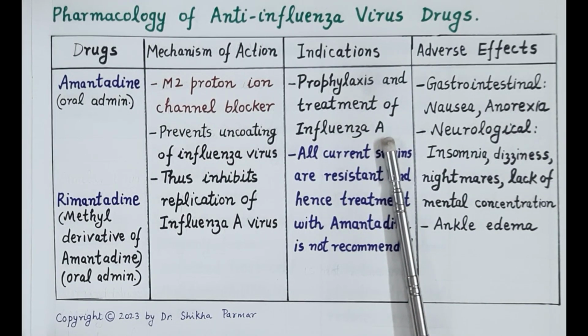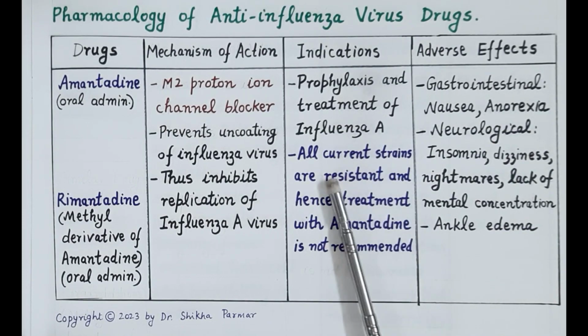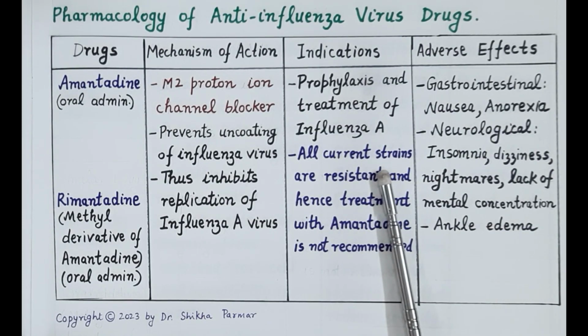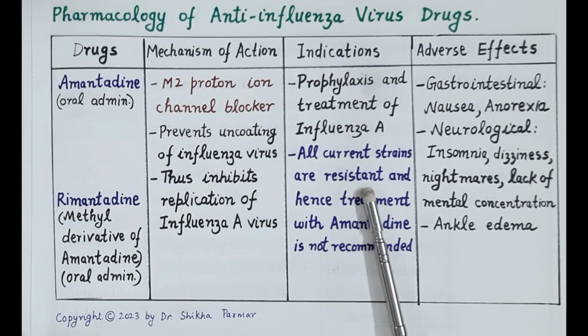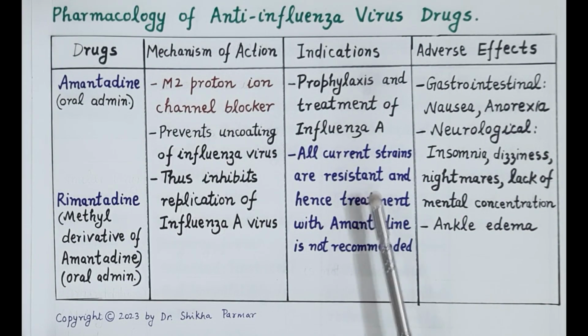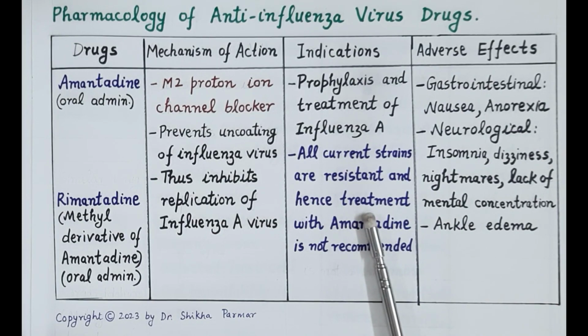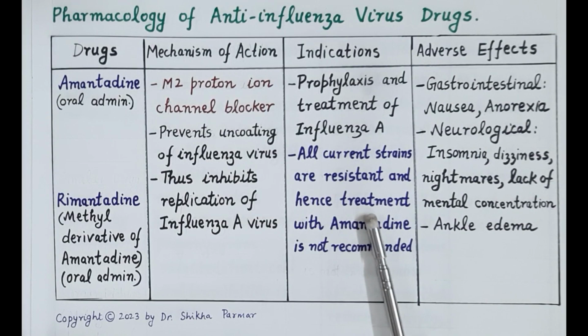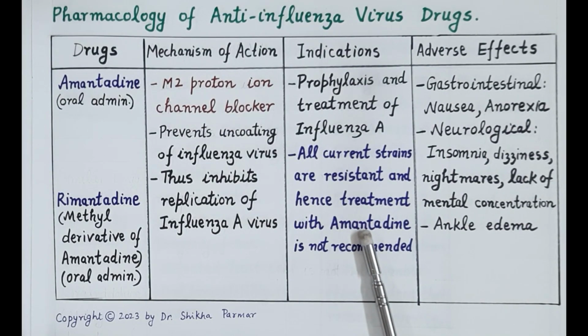Now, but here it's very important to understand that all current strains of influenza A virus are resistant to these drugs, and hence treatment with amantadine and rimantadine is not recommended. Now here it's important to know that amantadine is also used in the treatment of Parkinsonism.